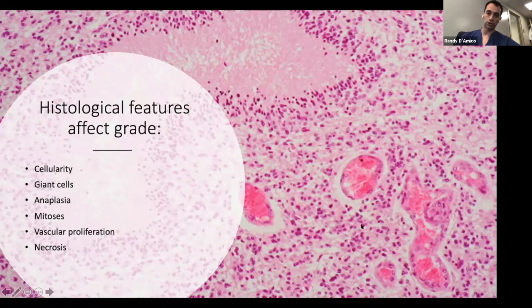These red things here are called glomeruloid blood vessels. And it's just basically vascular proliferation. They grow so fast, they're very irregular. The blood-brain barrier doesn't work in these areas. And they look like glomeruli from the kidneys, actually. And that's where they get the terminology from.